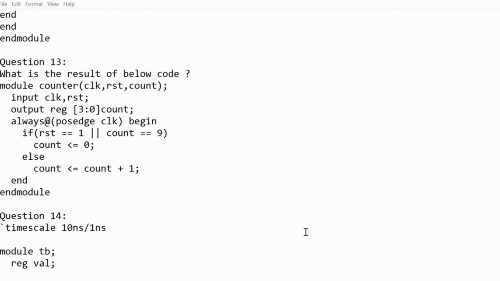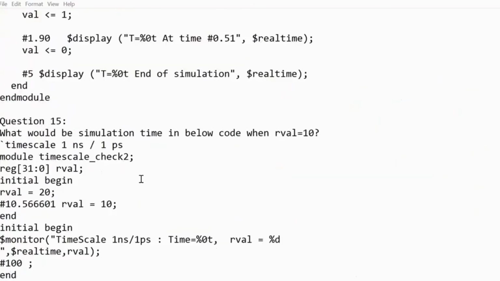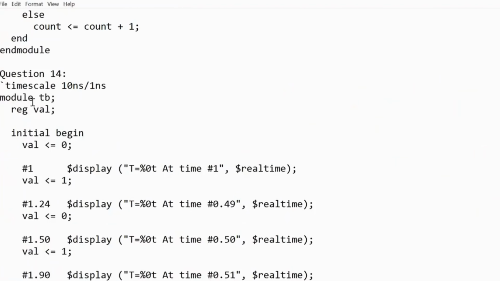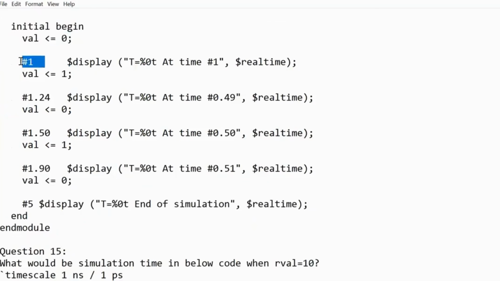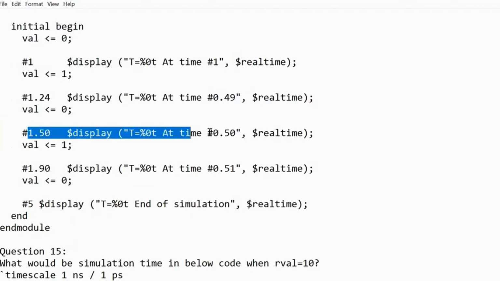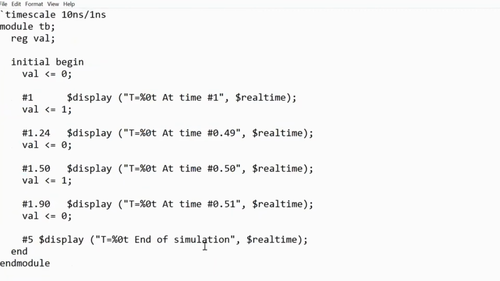Yes, ma'am. Okay, next question. A timescale has been given as 10 nanoseconds by 1 nanosecond. Value is given, initialized with 0, and after one time unit, the display statement is printing value equal to 1. After 1.24 time units, a display statement. Again after 1.50, 1.90 and #5. Now tell me at what simulation time which display statement will be printed.